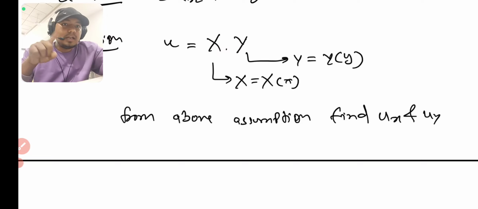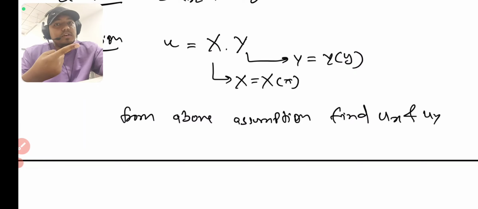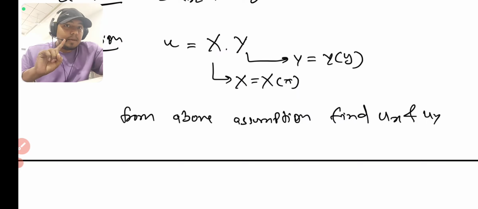Now be careful, capital X and capital Y are representing functions directly. This capital X, like sin x, log x, x square, is a direct function, and capital Y is again a function of y. So small x, small y is different. Small x means the variable x. Capital X is not variable x. Capital X is representing a full function.